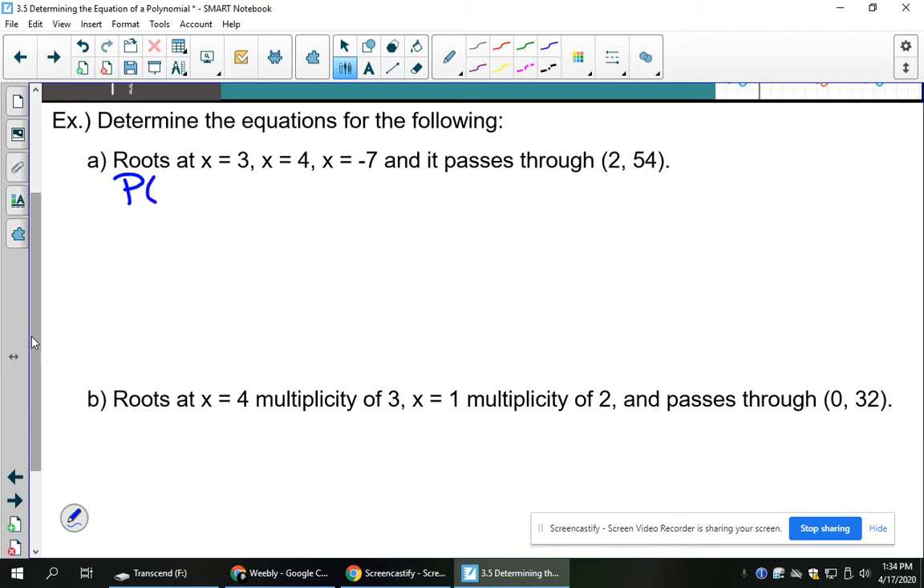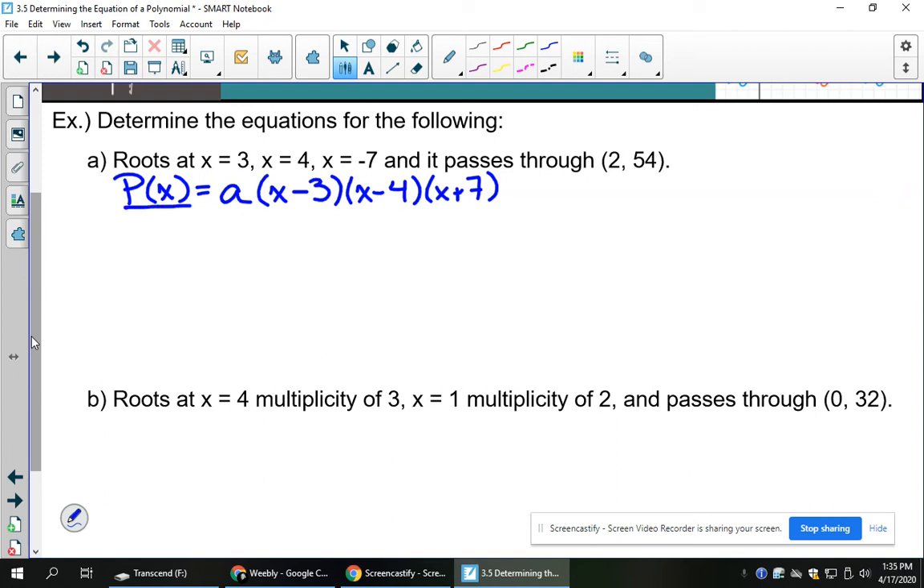So we've got some unknown polynomial function that has an unknown leading coefficient, and it has roots at 3, 4, and -7, which means its factors are x minus 3, x minus 4, and x plus 7. Remember that the signs change when the x-intercepts go into the factors.